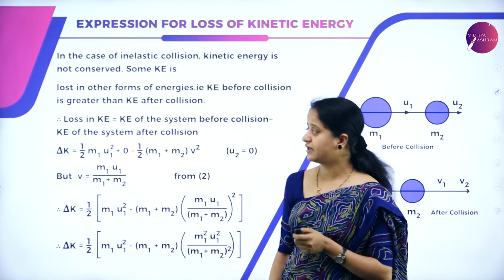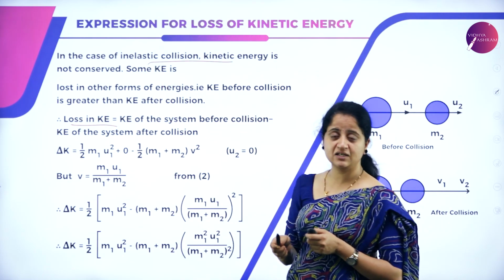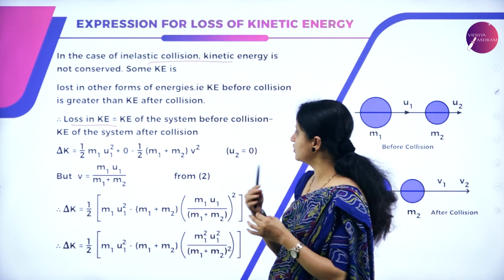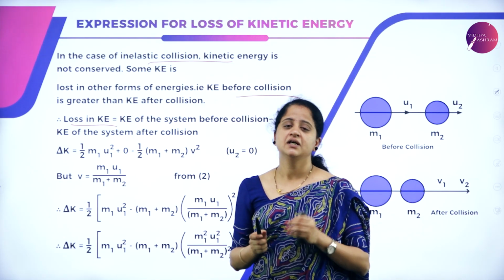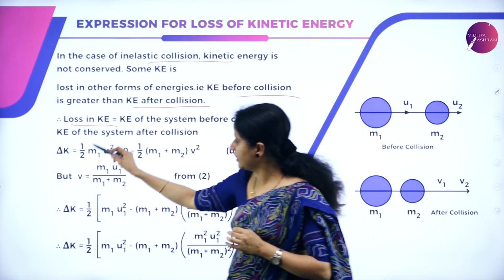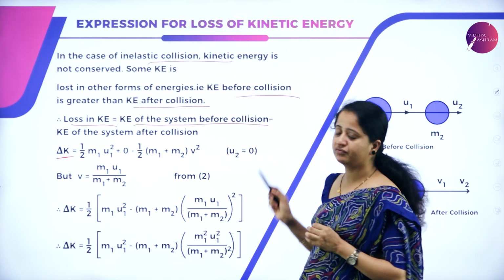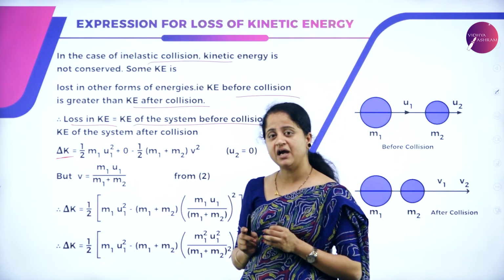Now we have to derive the expression for loss in kinetic energy. In case of inelastic collision, kinetic energy is not conserved. So this kinetic energy is lost in the form of other energies. Kinetic energy before collision is greater than the kinetic energy after collision. So the loss of kinetic energy is denoted by delta K, which is equal to kinetic energy of the system before collision minus kinetic energy of the system after collision.